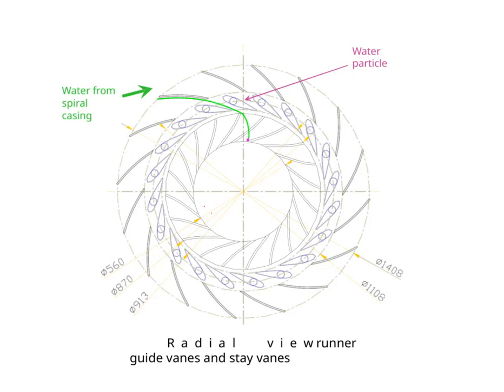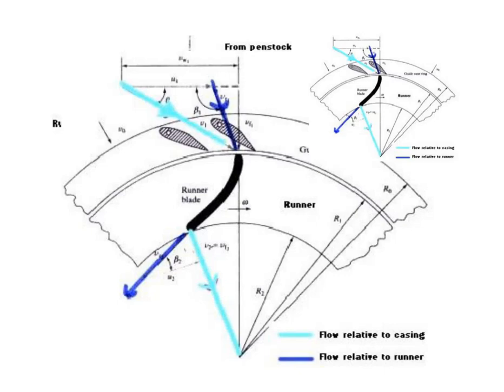Here, we're looking at the flow of water particles as they move through the spiral casing. The focus is on the radial view of the runner, along with the guide vanes and stay vanes. These components work together to direct and control the water's path, ensuring efficient energy transfer. Understanding this interaction is key to grasping how turbines convert fluid motion into mechanical power. It's a detailed look at the heart of the system in action.